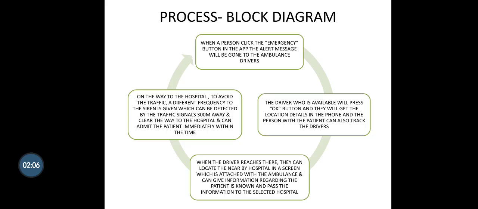Process block diagram. When a person clicks the emergency button in the app, the alert message will be sent to the ambulance driver. The driver who is available will press the OK button and they will get the location details in the phone, and the person with the patient can also track the driver. When the driver reaches there, they can locate the nearby hospital on a screen which is attached within the ambulance and can give the information regarding the patient and pass the information to the selected hospital.